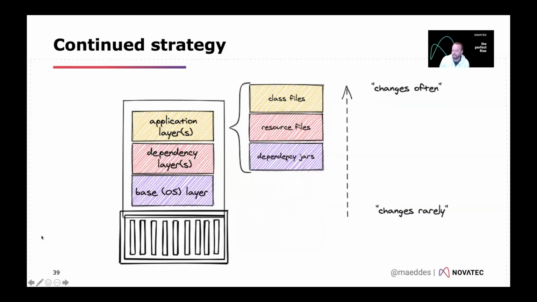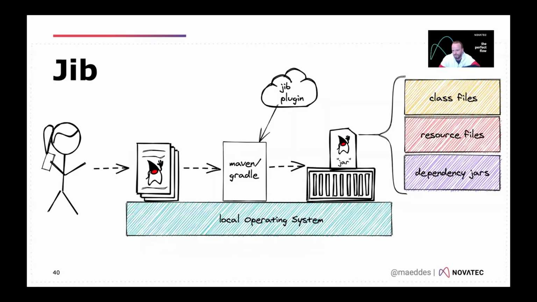So very often those dependency jars and resource files don't really change much. It's very often only the class files. And if you can narrow it down to that, you can, of course, improve the efficiency of your build much more. And Jib does exactly that. So Jib separates the three top layers of your container image, and if only the class files change, only this part will be updated.